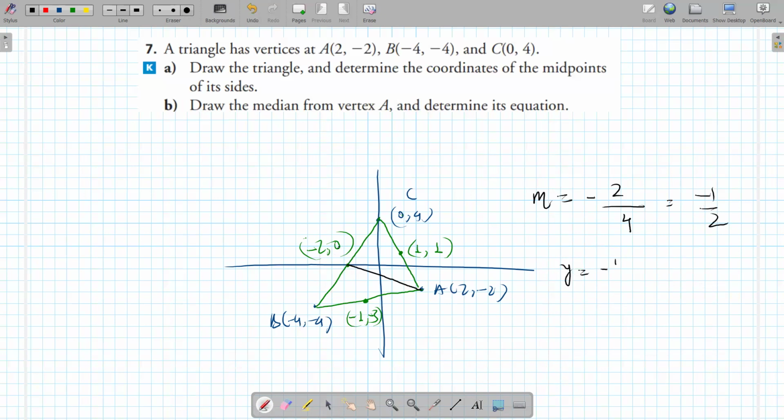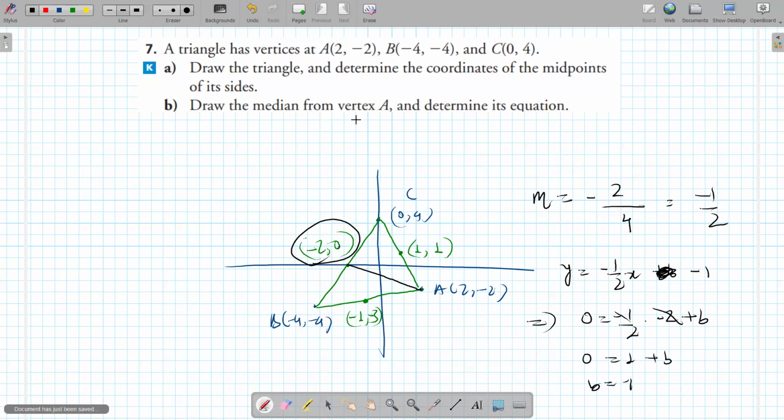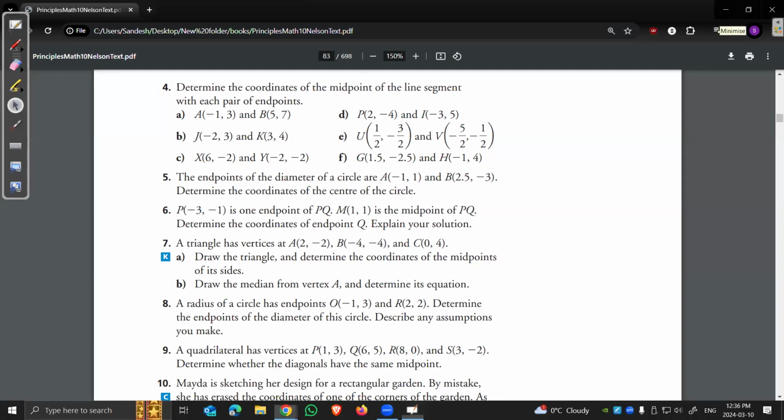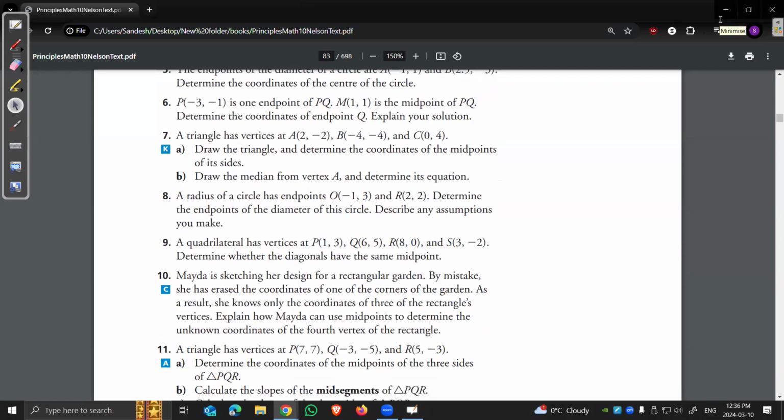So y is equal to -1/2x plus b. To find the b value, I'm going to plug in this because I like my 0. So 0 is going to be -1/2 times -2 plus b. This is a 1, so b is -1. Therefore, the median is -1/2x minus 1. And you're done. So again, not that difficult. Goes from the vertex to the midpoint.